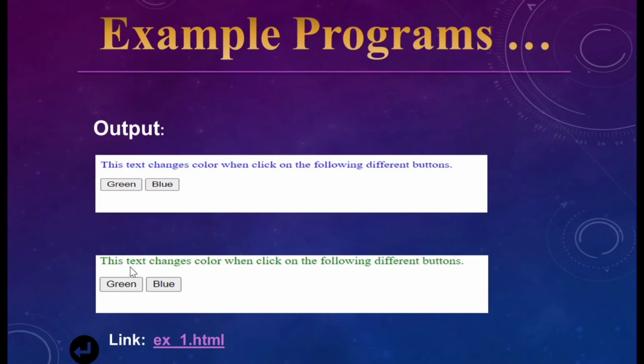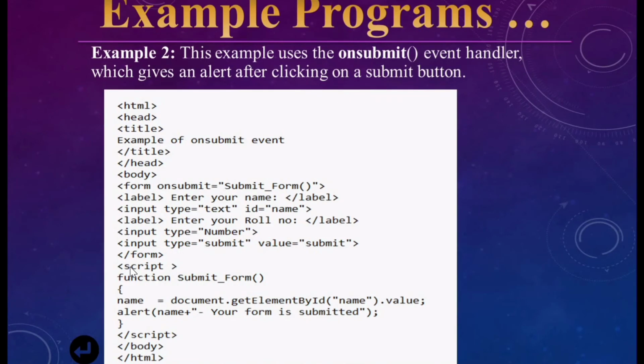Now the next example. In the next example, we can see a simple program where we enter name and roll number, and when we click on the submit button, a new alert dialog box will open in the current page, which will show the name plus the string "your form is submitted".